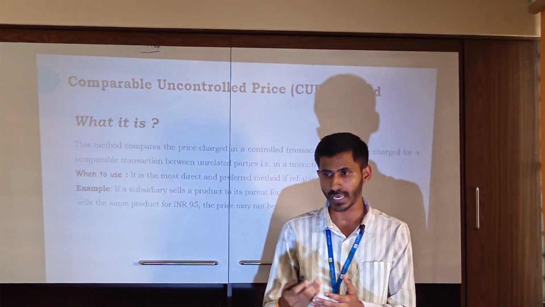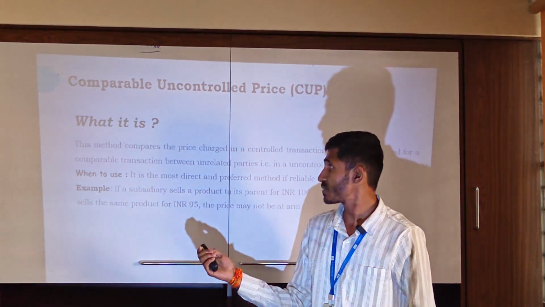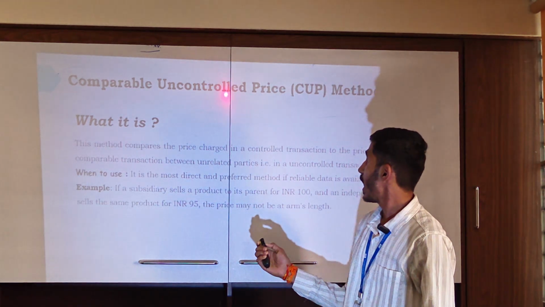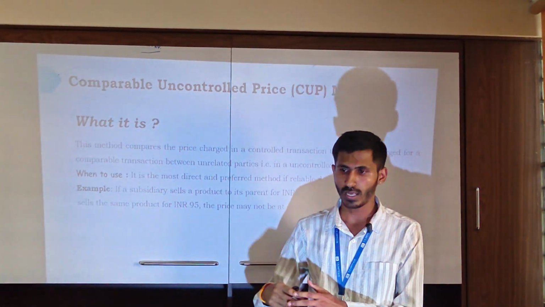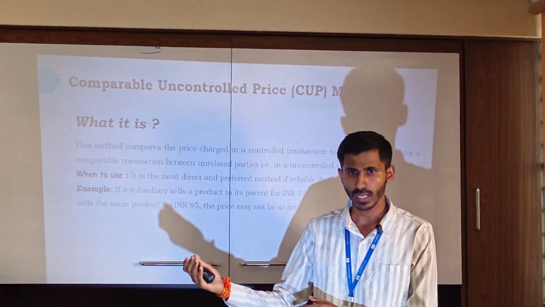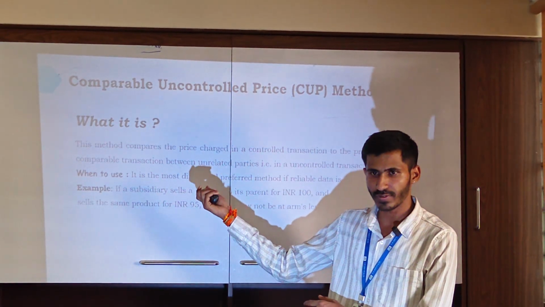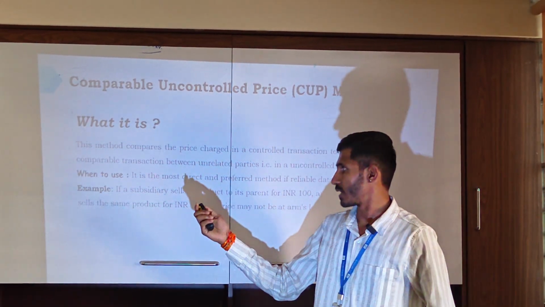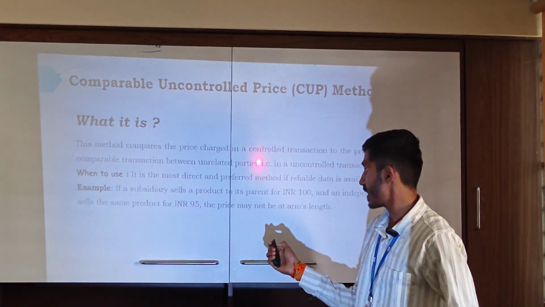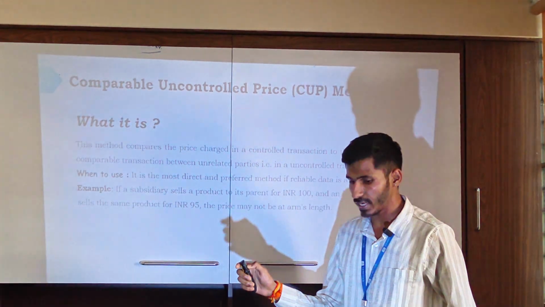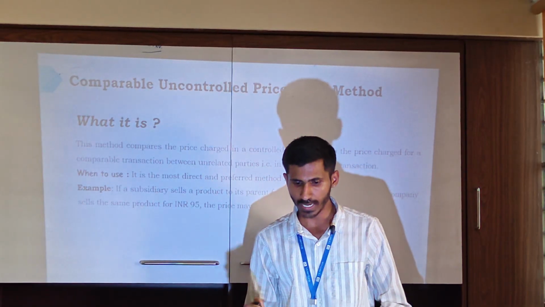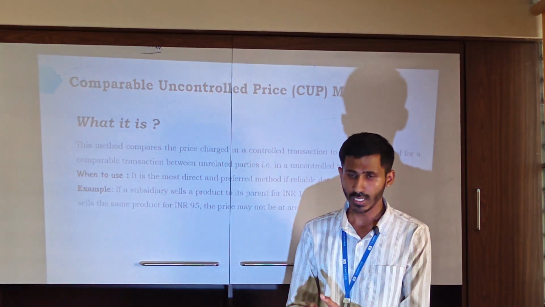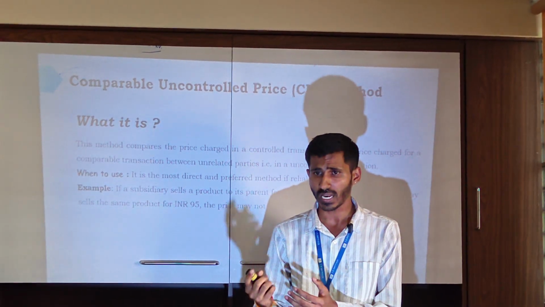So how will we calculate? There are methods. The first method is the comparable uncontrolled price method. First we shall look at the definition, and we will see the example. Then we will come back to this definition and have an understanding. This method compares the price charged in a controlled transaction to the price charged for a comparable transaction between unrelated parties, that is, an uncontrolled transaction. This is used when there is reliable data.